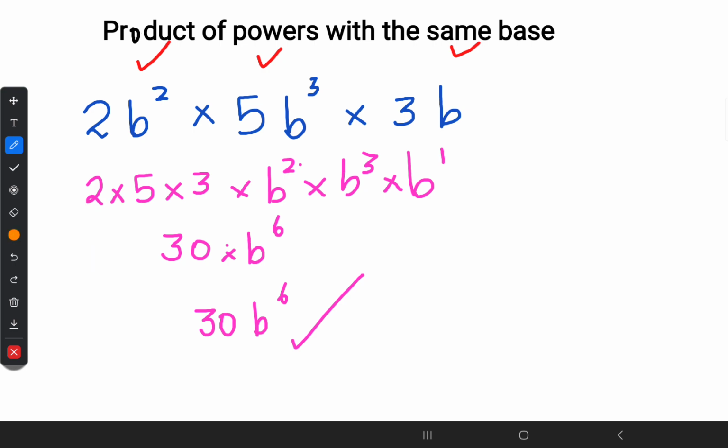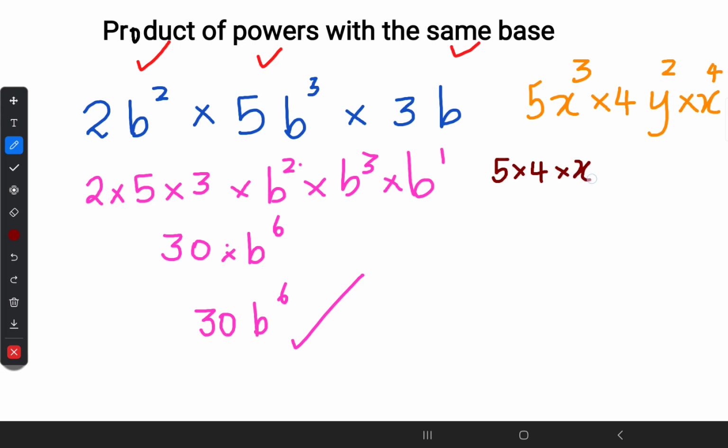The next question, 5x cube multiplied with 4y square into x power of 4. These are your questions. In here also you should bring the numbers together. 5 times 4. Then same bases, x power of 3 there and x power of 4 there. And only a single y based value, which is y square, I will keep it aside.